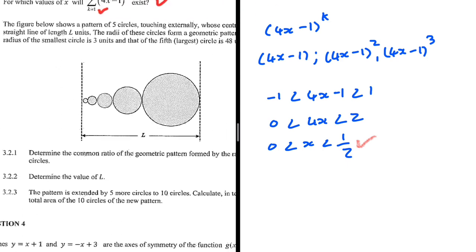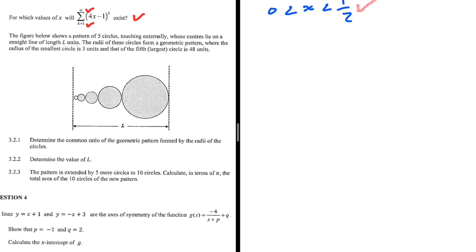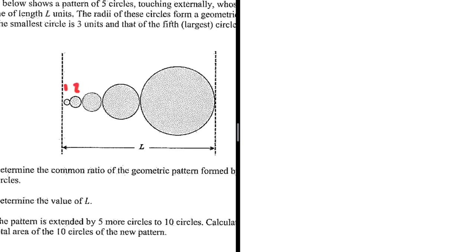And then 3.2, on the other hand. The figure below shows a pattern of 5 circles touching externally, whose centers lie on a straight line of length L units. The radii of these circles form a geometric pattern, where the radius of the first circle is 3 units. Let's go ahead and make sense of our information. Let me zoom in. We have circles 1, 2, 3, 4, 5, so that is T1, T2, T3, T4, T5.